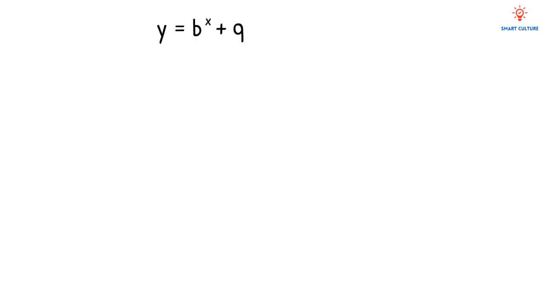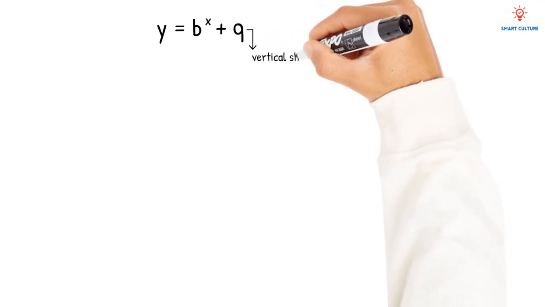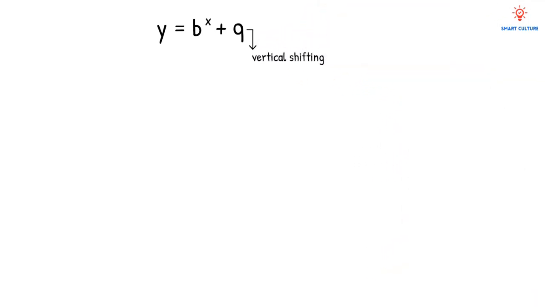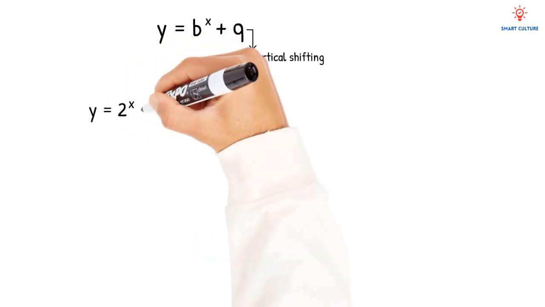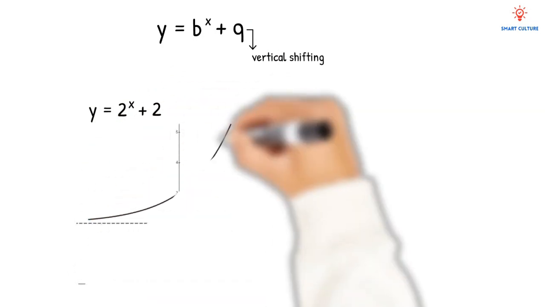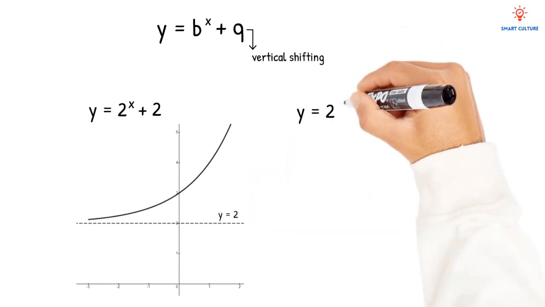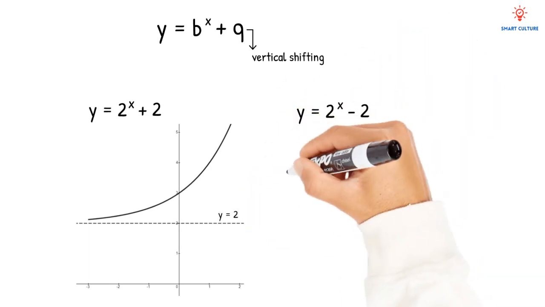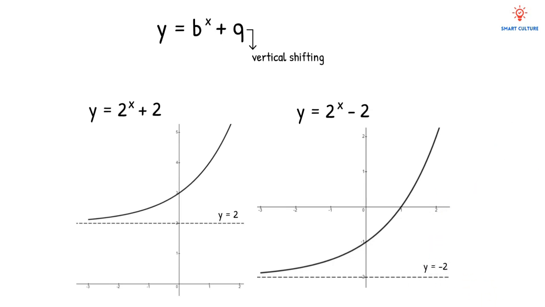Let's take another look at the original equation, y = b to the power of x plus q. Now q represents the vertical shifting. So if we, for example, have the equation y = 2 to the power of x plus 2, you'll see that the exponential graph shifts 2 units upwards. What about 2 to the power of x minus 2? In this case, it shifts 2 units down. So it's very important that you have an understanding of the effects of a and q.